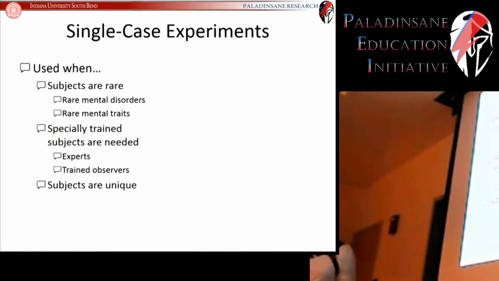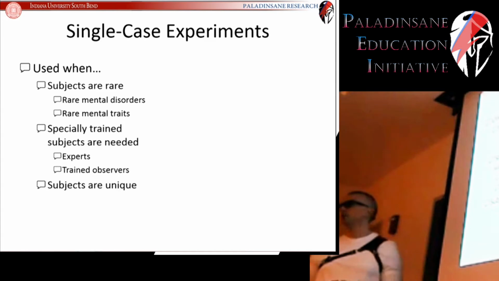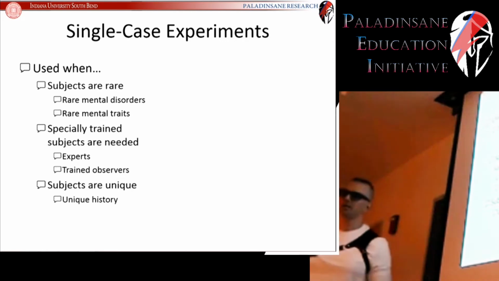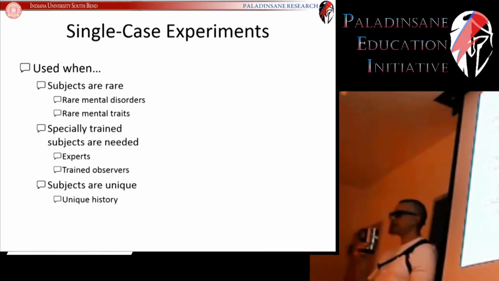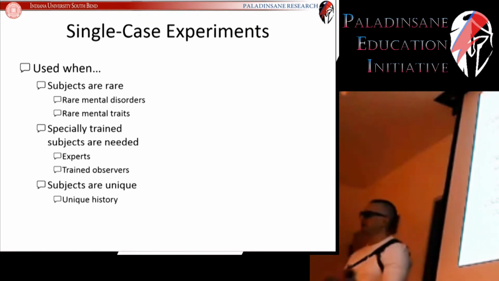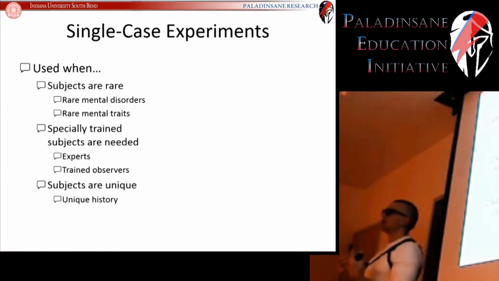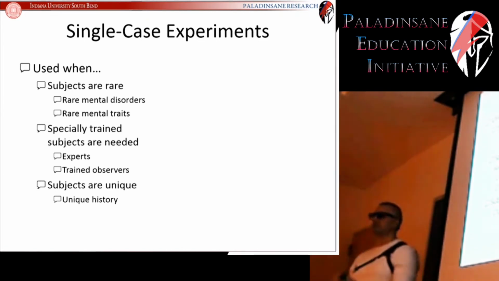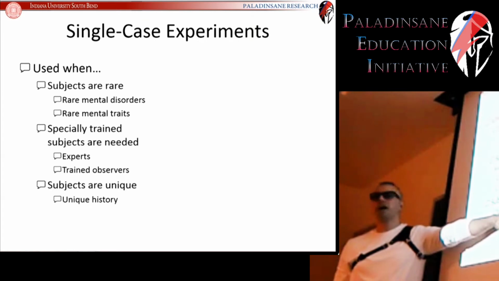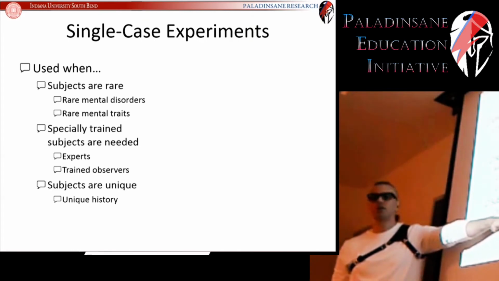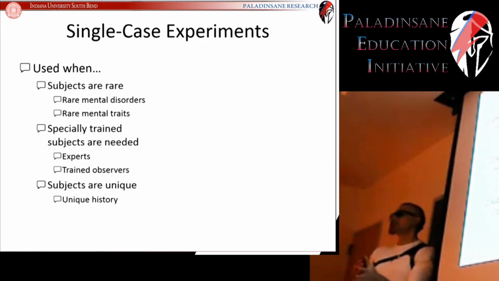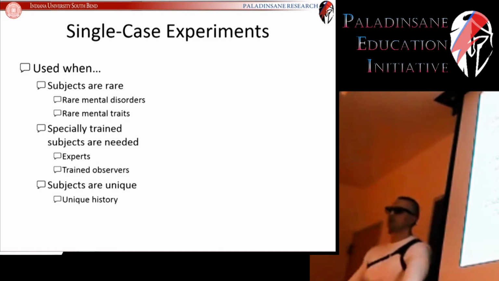All right, and then sometimes your subjects will be unique. So they're not just rare, they're literally one of a kind. And oftentimes that has to do with the fact that you're dealing with subjects with a unique history. This often happens when you're dealing with clinical treatments. If you're treating somebody for a mental illness, a lot of times that mental illness was produced via a unique history that person and that person alone experienced. And then you develop your treatment based on that unique history. You develop a treatment that will really work for this one person only.